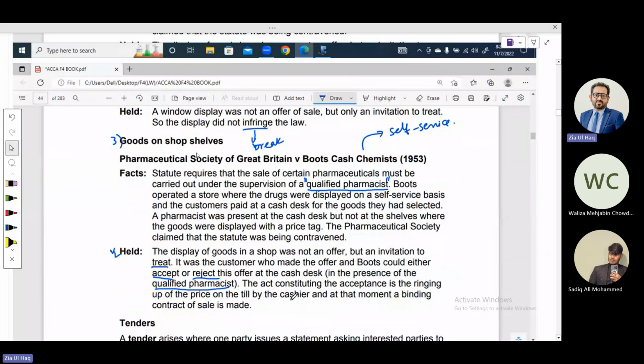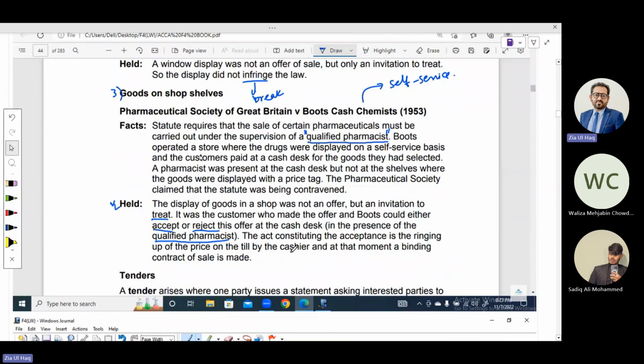So, goods on shop shelves. There is another case, Pharmaceutical Society of Great Britain versus Boots Cash Chemists. The statute requires that the sale of certain pharmaceuticals must be carried out under the supervision of a qualified pharmacist. There was a law like certain types of medicine cannot be sold to a customer without a qualified pharmacist. There should be a qualified pharmacist present, then you can sell a certain type of medicine.